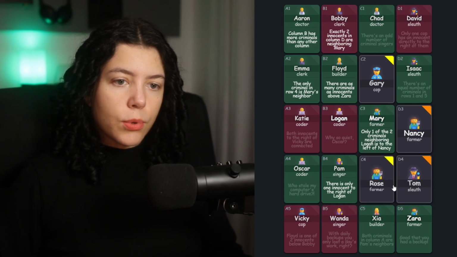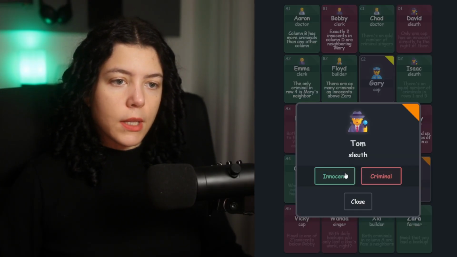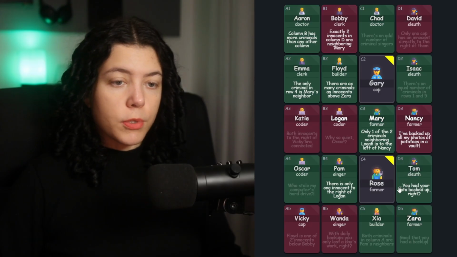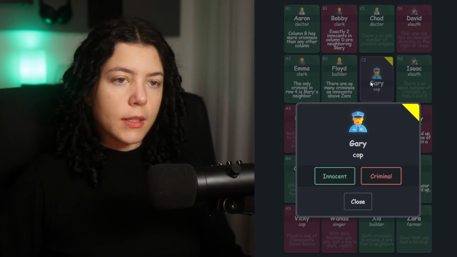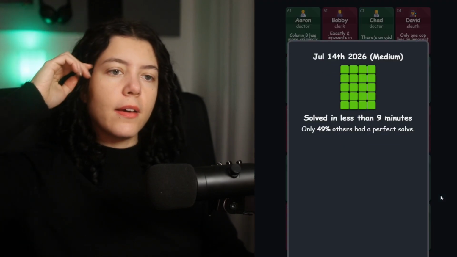We know that Rose and Tom are opposites because there's only 1 criminal in row 4, right? Yeah, Emma says that. Pam says there's only 1 innocent to the right of Logan. So Mary is that single innocent, which makes Nancy a criminal. Nancy is opposites with Tom, so Tom is now an innocent, and Tom is opposites with Rose, so Rose is a criminal, and Gary is an innocent. Done with the medium one.